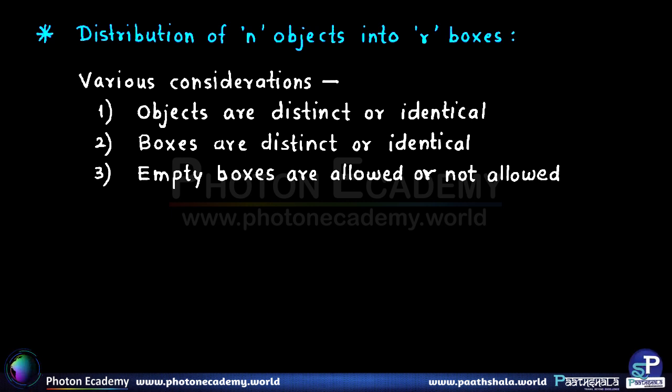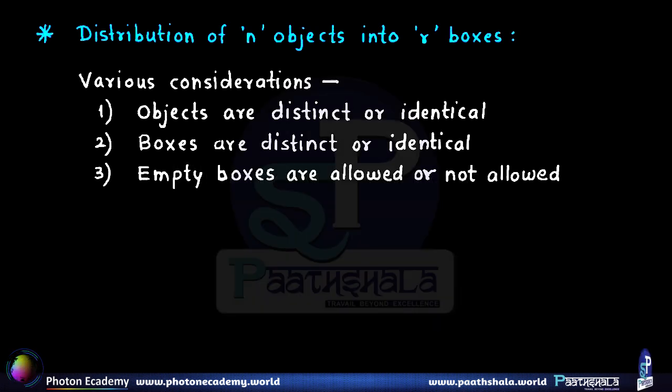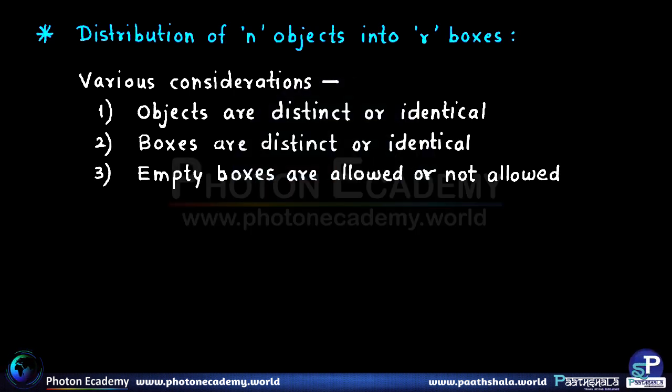The first one is that the objects are either distinct or identical. By distinct we mean that we can distinguish between any two objects, so they are not the same. Whereas identical means any two objects are absolutely the same as each other, that is, there is no way to distinguish between them. Similarly, we can also have the same criterion for boxes or the containers in which the objects are going to go. So the boxes can be distinct as well as identical.